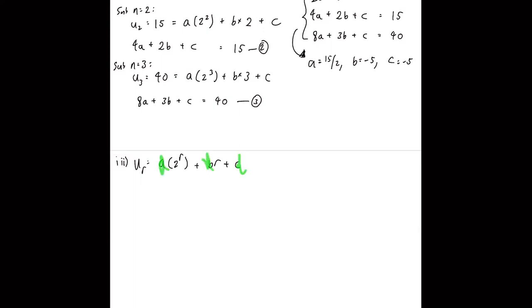And how about a, b, and c? What is it? We got 15 over 2, so write that down. We got b, which is minus 5.